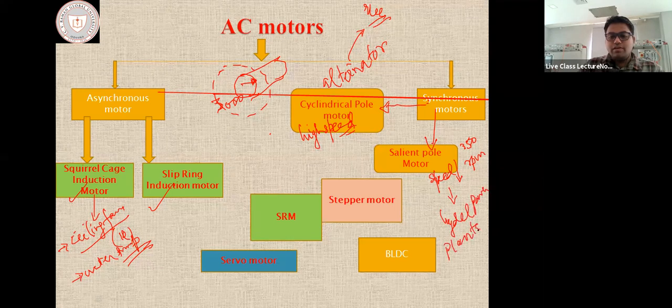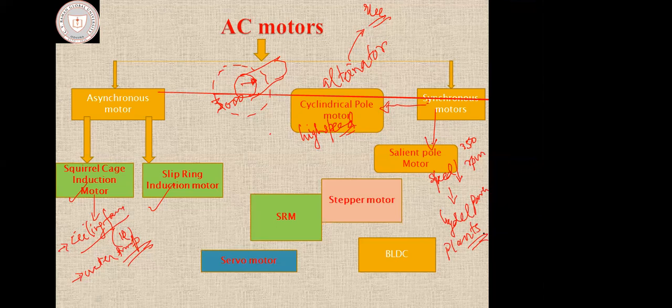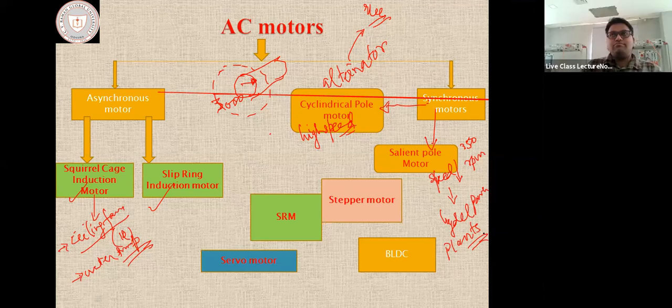Why? Because with the use of hydel power plants, you cannot rotate a machine at very high RPM. Just think about it. Can you rotate a cylindrical pole motor, used as a generator, at 3000 RPM just using the water? Is it possible?